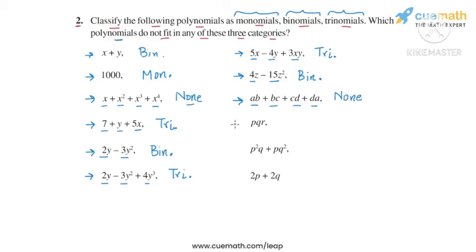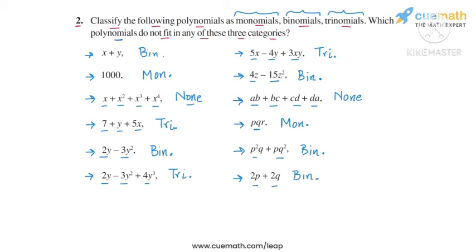Then the 10th one is pqr, so a single term. So this will be classified as a monomial. The 11th expression is p square q plus pq square, so 2 terms. So we will classify this as a binomial. And then the 12th, the last expression is 2p plus 2q, so 2 terms. And hence this will also be a binomial.